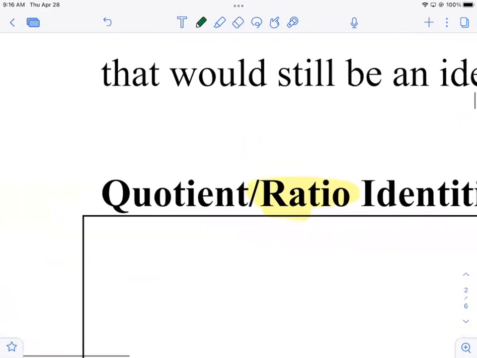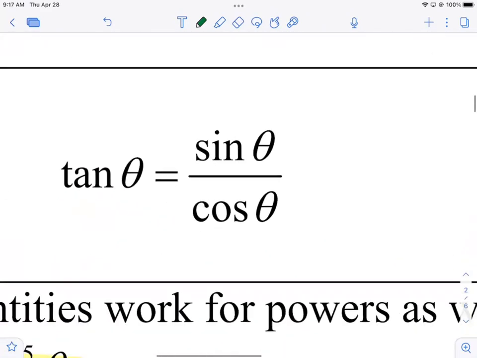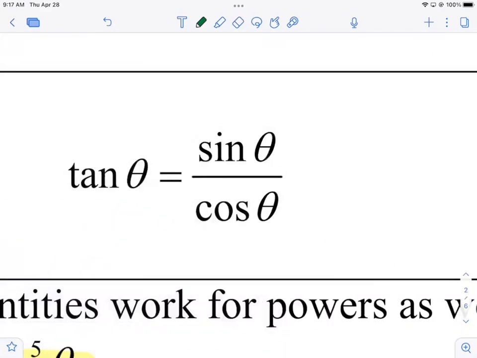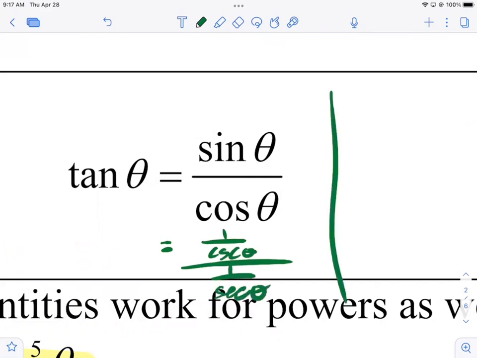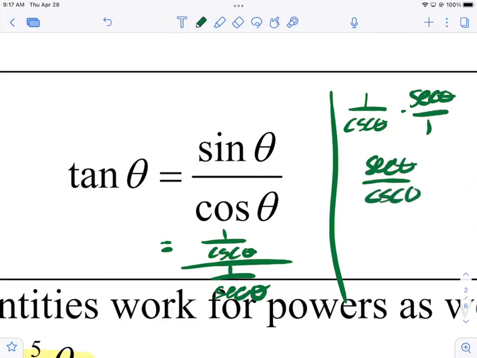Look what else we could do. Once we know these to be true, that tangent is sine over cosine, look what we could do. I could replace sine with 1 over cosecant, and then I can replace cosine with 1 over secant. And then if I stay, change, flip, I get 1 over cosecant times secant over 1, and I end up with secant over cosecant. That's another identity. Tangent of theta is equal to secant over cosecant.